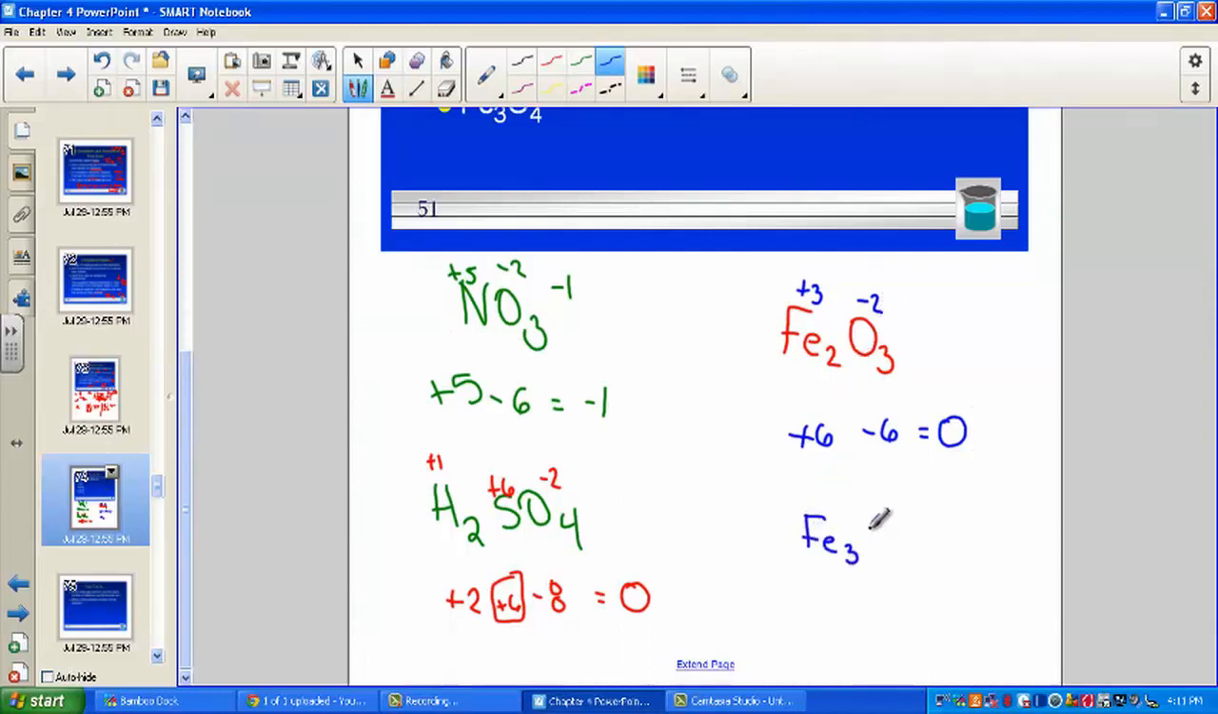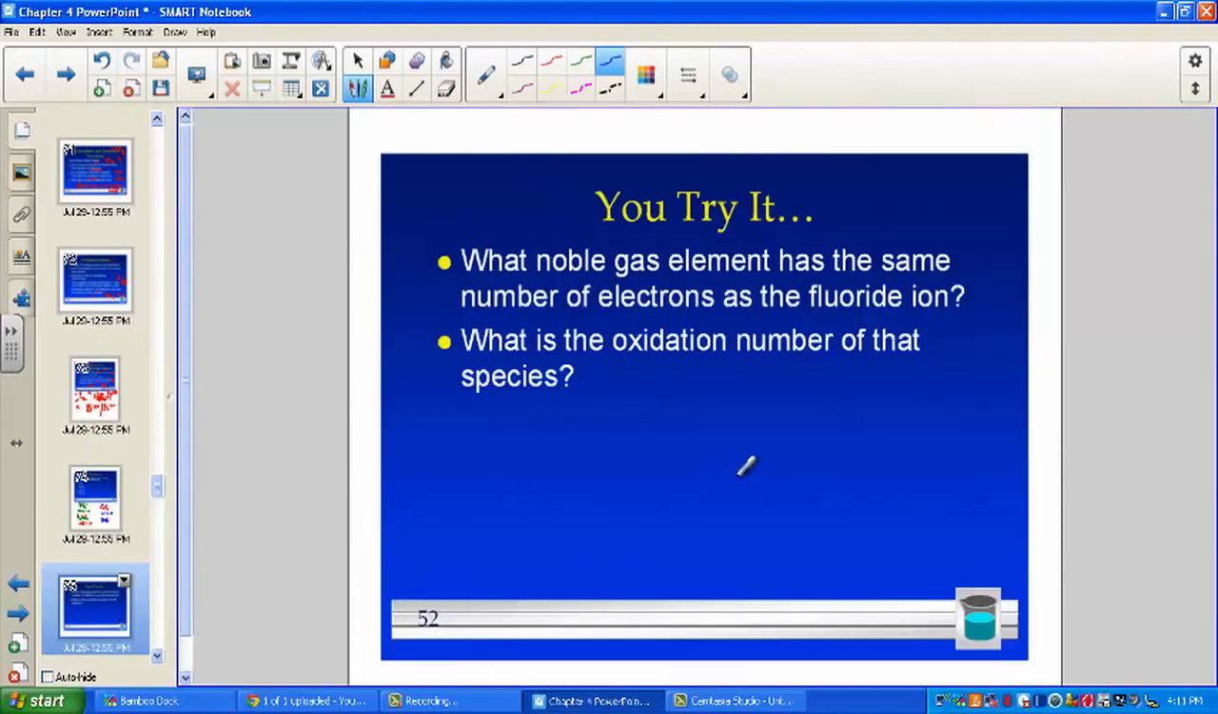And friends, the last one is an error. Fe3O4 would produce a fraction. Could you just please cross that off? It doesn't work. Alrighty. After we cross that off, we have a you try it.